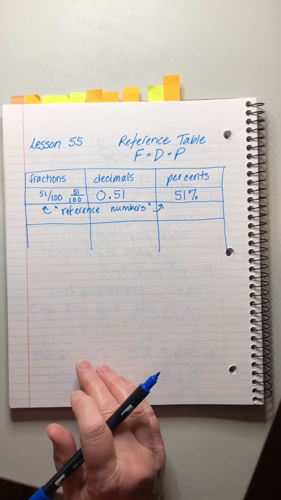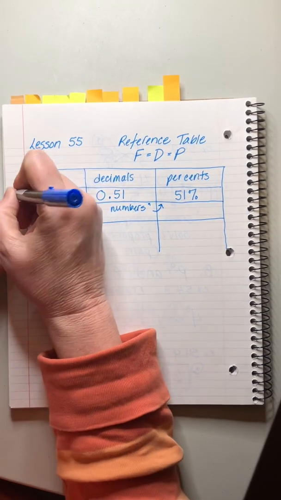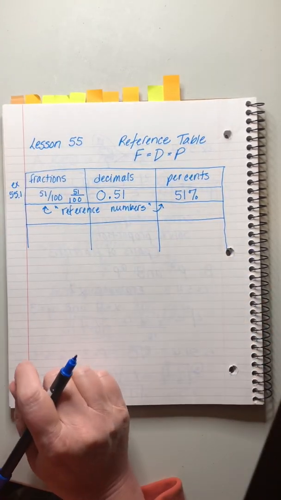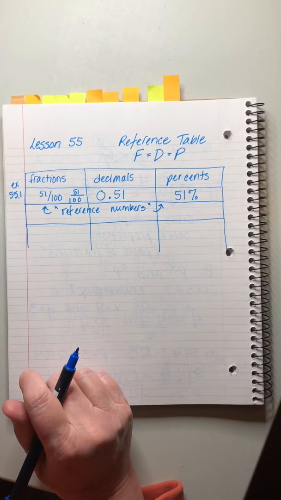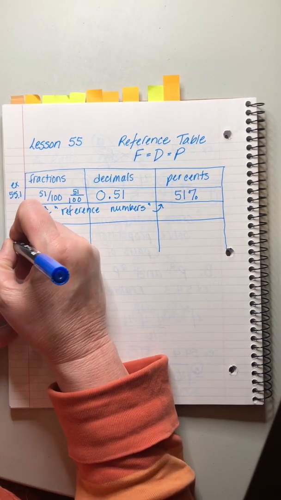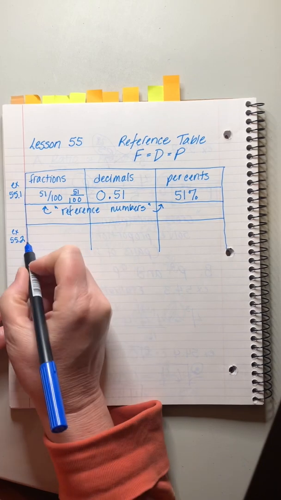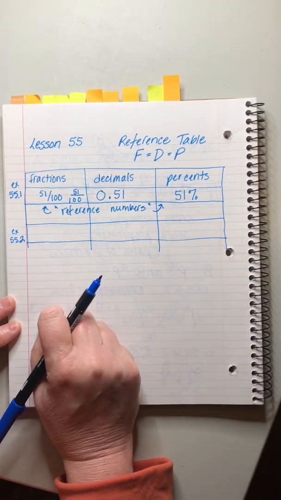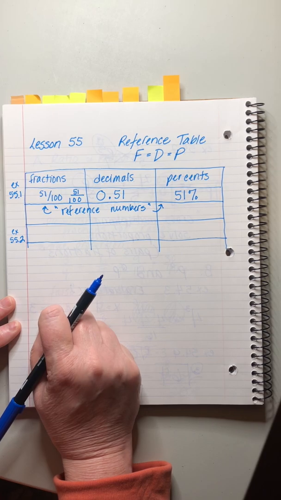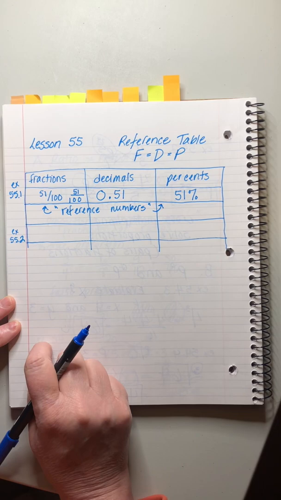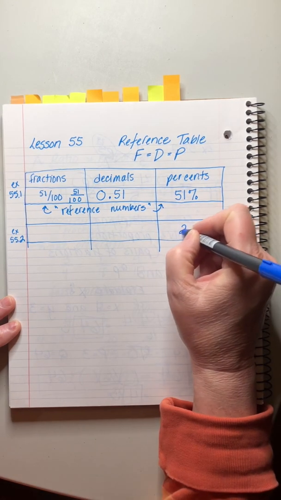Then what John will do next is he will give us one of the numbers. So this was example 55.1 was putting in this row. So we already did that. We're not really doing it as a number. Let's do example 55.2 in this row. And John is going to tell us to complete the table, begin by inserting the reference numbers. Okay, we already have ours. And then he gives us 25%.